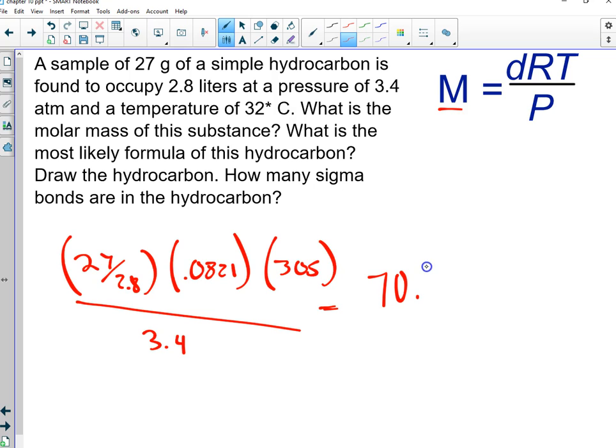70.9 something? All right, so we'll just call it 71. And that is a pain. I was not perfect. I was off by 1, but whatever. We're going to call it 71.